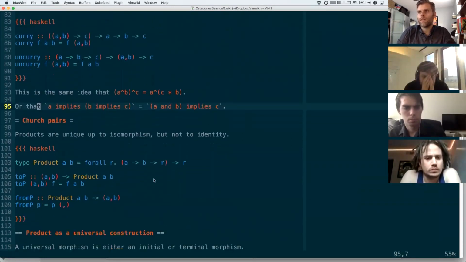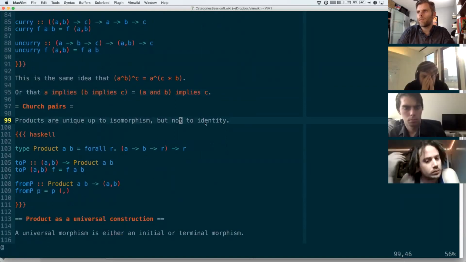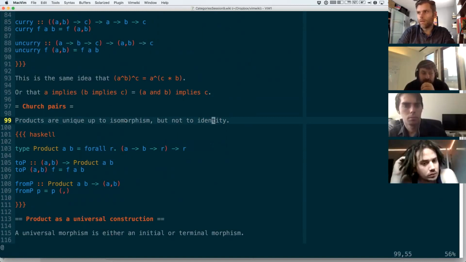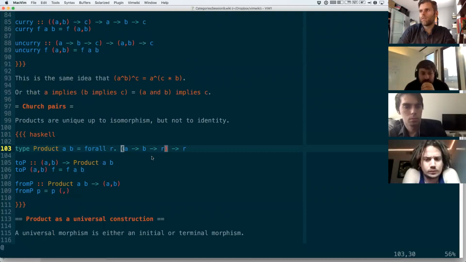A further little digression is that products are unique up to isomorphism, but they are not unique up to identity. So there's not just one product in a category necessarily, but if there are multiple products, they're all isomorphic. So here I give a different product, so it's not the pair A and B, it's a function. This function is a higher order function, which takes a function that receives an A and a B and produces an R. So, sort of obviously, if you can call a function with both an A and a B, then you necessarily have an A and a B, right?